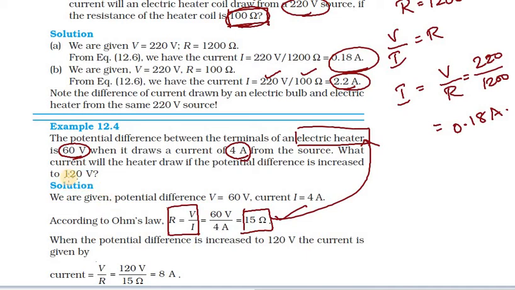The question is, what current will the heater draw if the potential difference is increased to 120 volt? So the same Ohm's law, but in terms of current. I is equal to V by R. Applying this formula, the new V value is 120. The resistance, fixed for that electric heater, is 15 ohms, as you have already found. So the current drawn is 120 divided by 15, which is equal to 8 amperes. So this is how we proceed with problems relevant to current, potential difference and resistance.